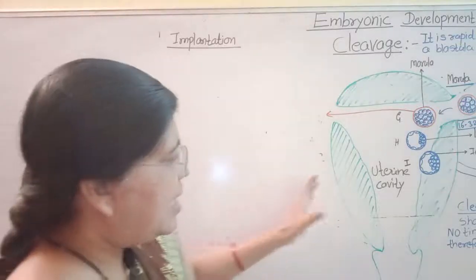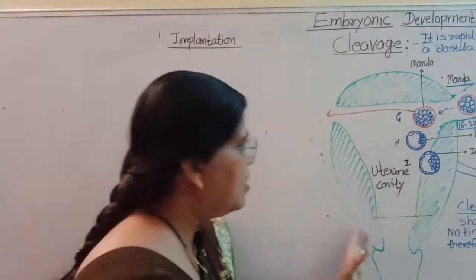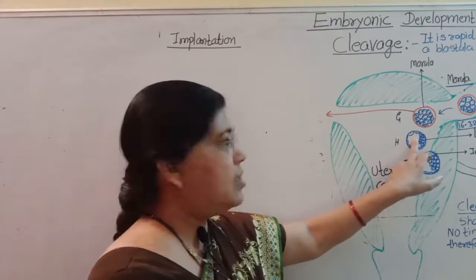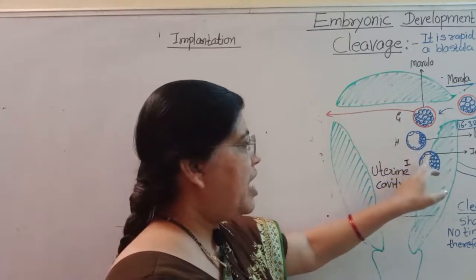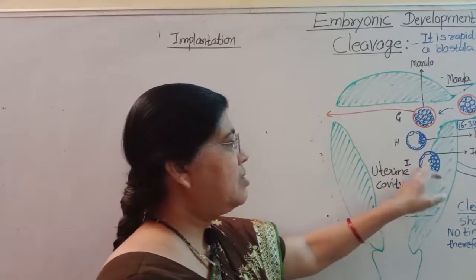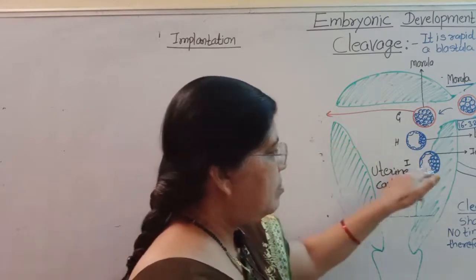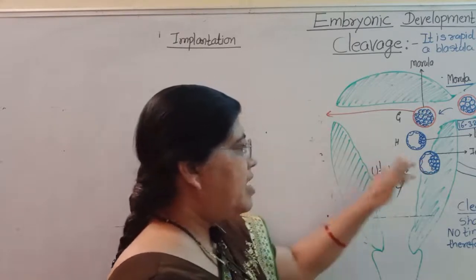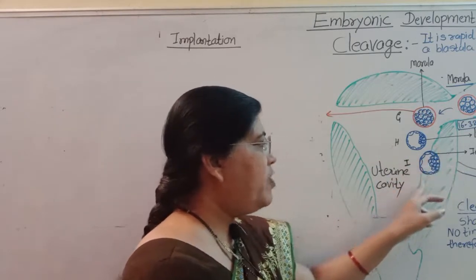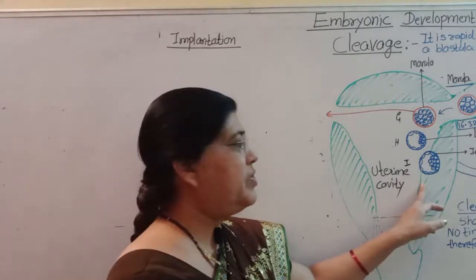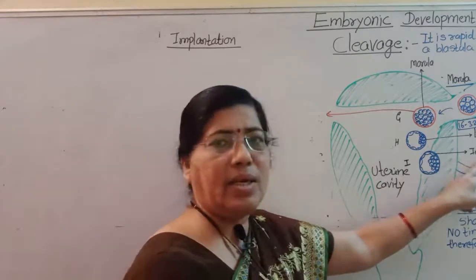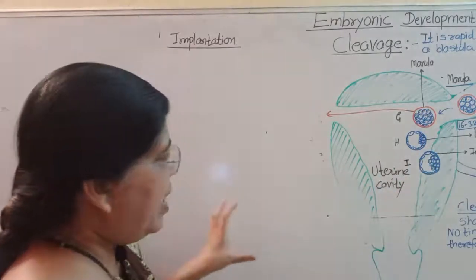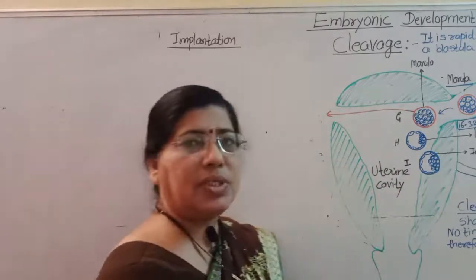So see in this diagram, this is the uterine cavity. This is morula and this is blastocyst. This is blastocyst and this is also blastocyst, but this blastocyst is embedding, buried inside the wall of the endometrium, inside the wall of the uterus, and this is called implantation. Implantation takes place at the blastocyst stage.